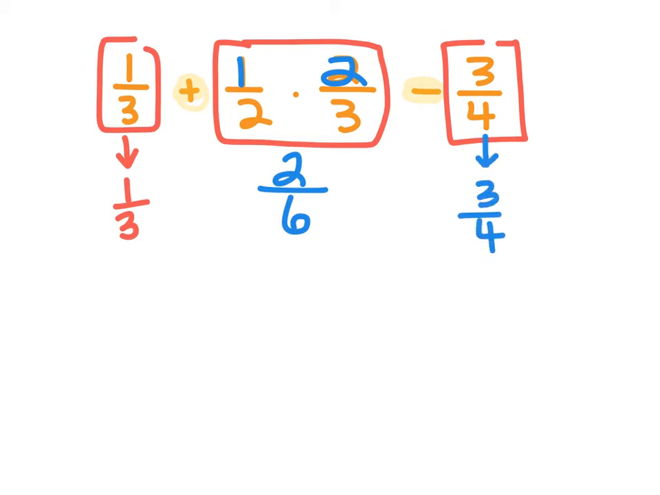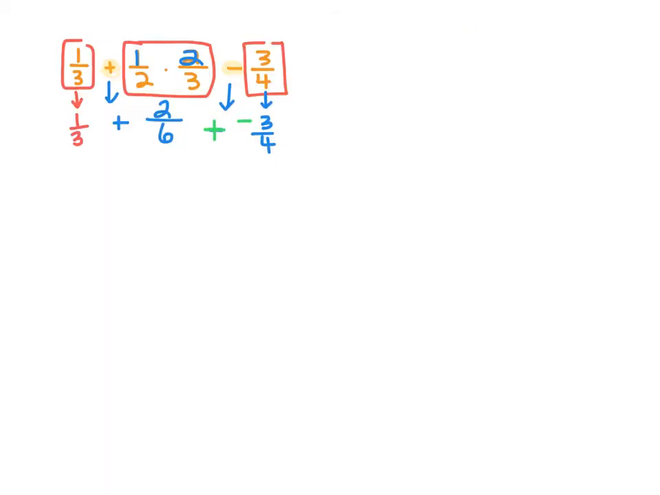Okay, now I'm going to rewrite my addition and subtraction sign, so I'm just bringing it straight down, so plus and minus. Okay, so the next thing that I would do is I would change the subtraction symbol to an addition, so I'm going to add the opposite. Okay, now that I have my problem, I like to write it going up and down, and I'm going to make it a little bit bigger. I'm going to put it over here, so I have 1/3 plus 2/6 plus negative 3/4.